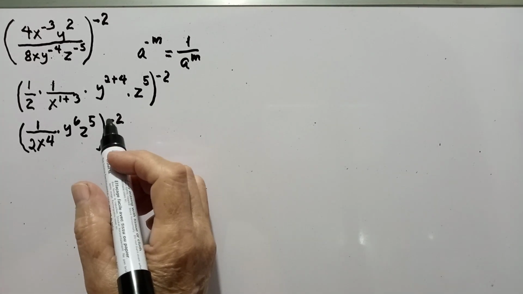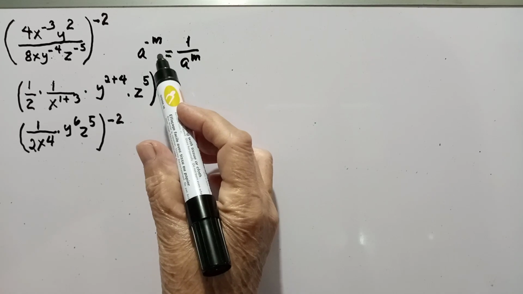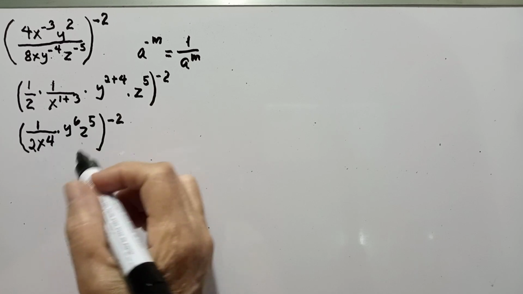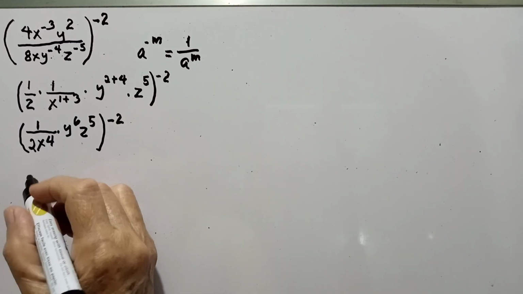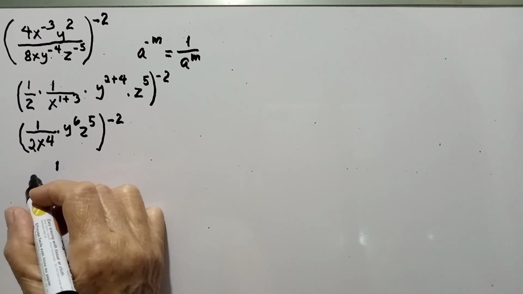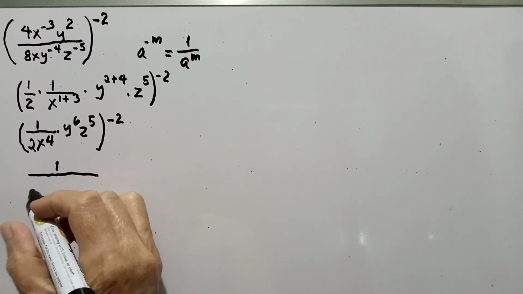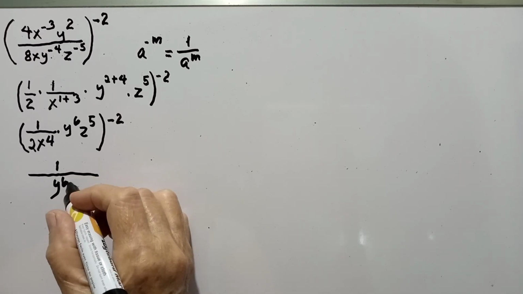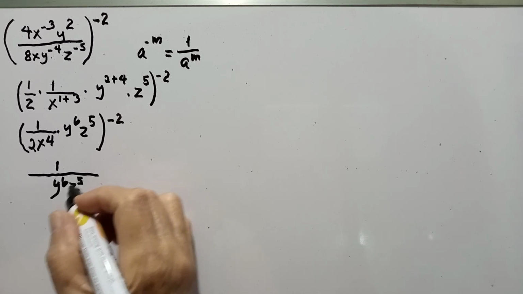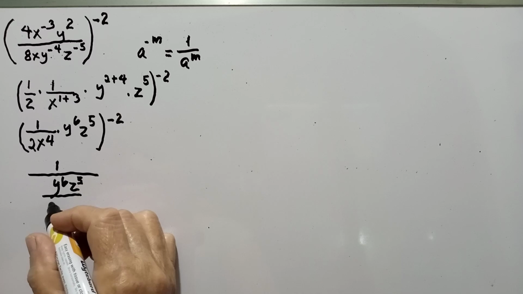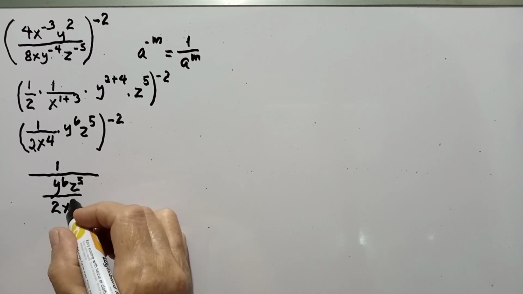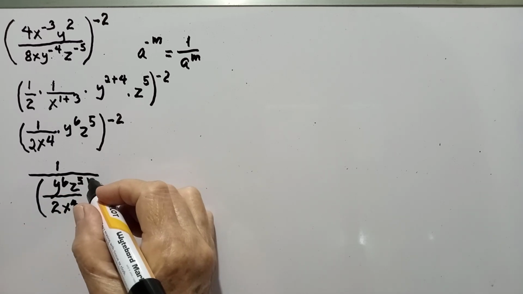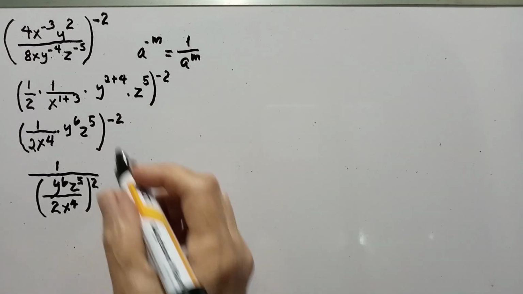Now, just remember this principle. To make this positive, we have to bring this whole term down. So this is now equal to 1 over y to the 6, z to the 5th, over 2x to the 4th, raised to the 2nd power. So this is now positive.